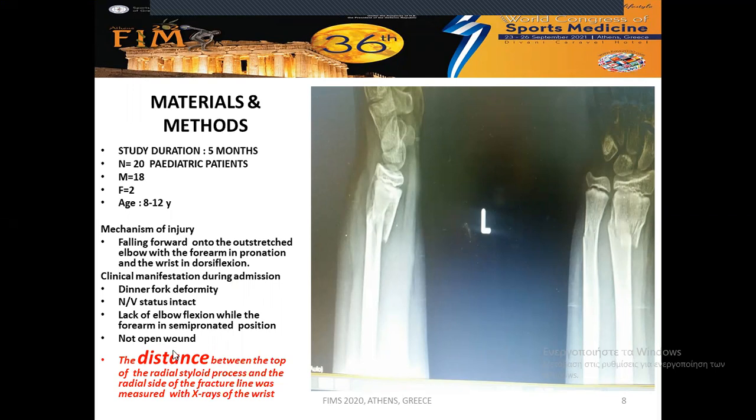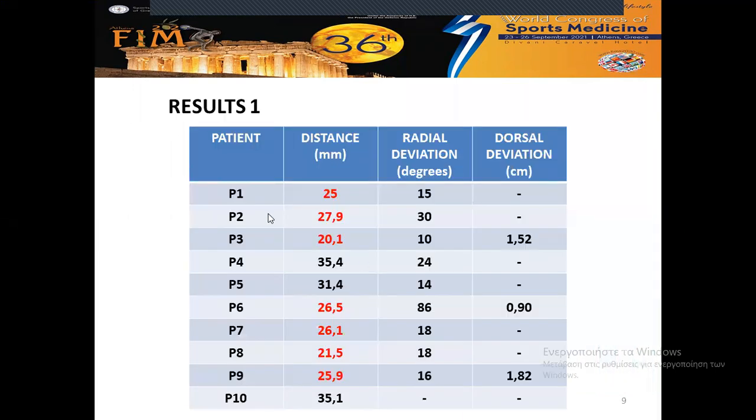The distance that we measured between the top of the radial styloid process and the radial side of the fracture line was measured with X-rays of the wrist. And we used, of course, the profile view and the face view. These are the results of the distances in a face view of the radial wrist, between the apex of the styloid process and the radial side of the fracture line.